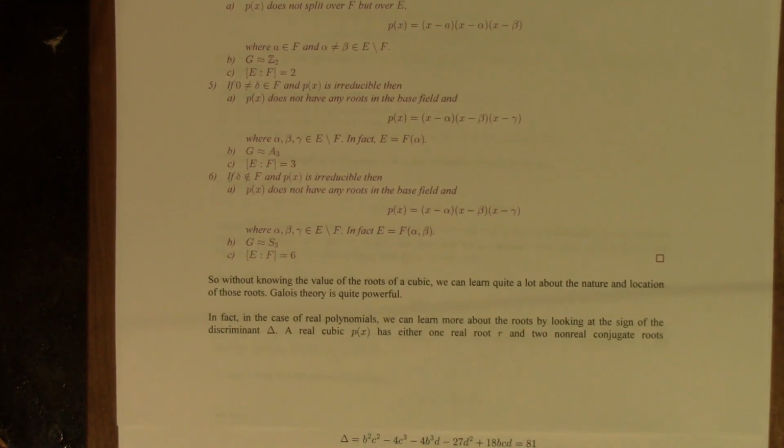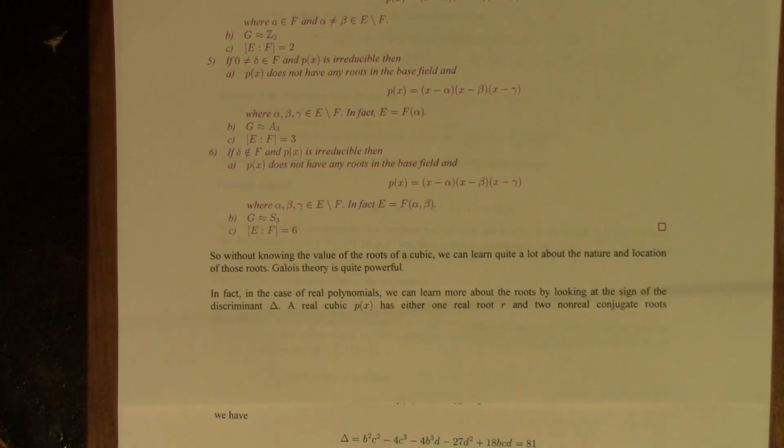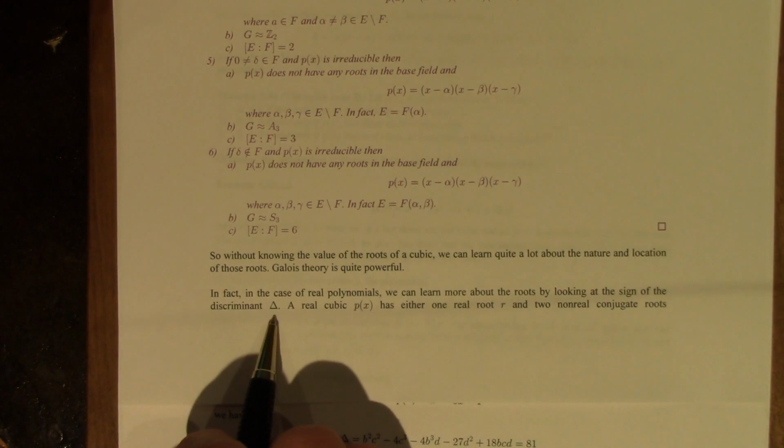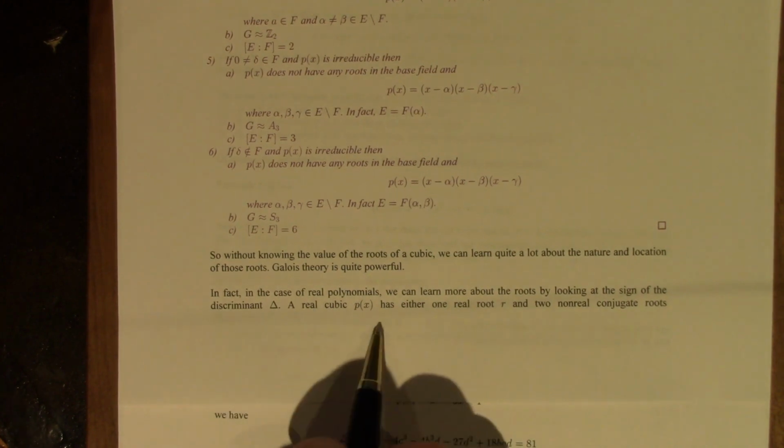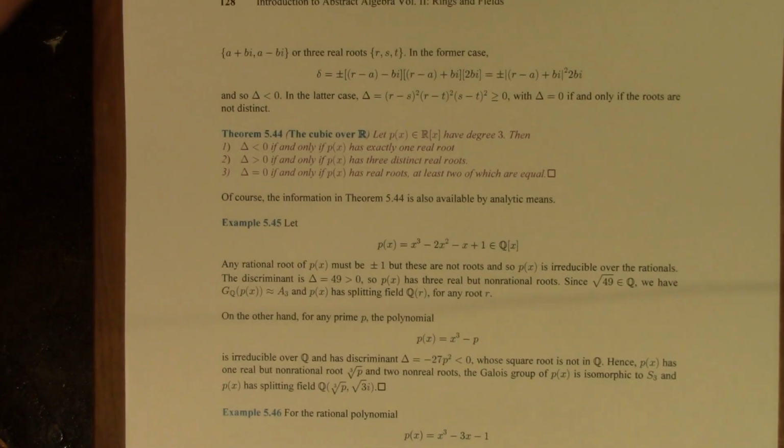Okay. So, without knowing the value of the roots of a cubic, we can learn quite a lot about the nature and location of the roots. As a matter of fact, in the case of real polynomials, we can learn more about the roots by looking at the sign of the discriminant, capital delta. A real cubic either has 1 real root and 2 non-real complex conjugate roots, or it has 3 real roots.